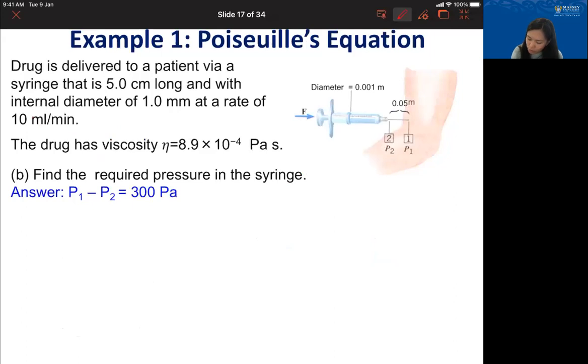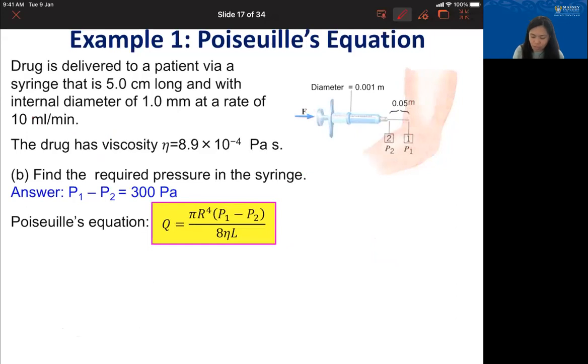The reason why you push on the syringe is to apply a pressure across those 2 points. You have the pressure in the syringe and the pressure in the arm. The pressure will be different because of course you have the blood pressure that you're considering in the arm there. So using Poiseuille's equation, that's where pressure comes in, right? You need to apply a pressure difference for flow to occur. So we want the pressure difference, so we rearrange this equation.